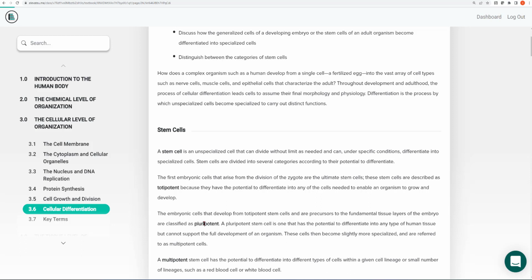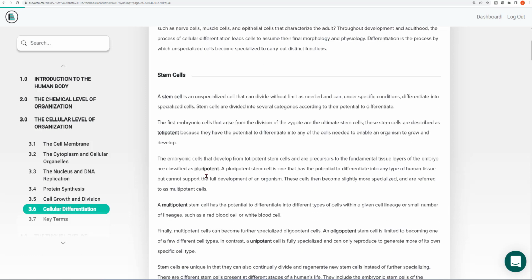Some cells will become the placenta. Some cells will continue to become the baby. And at that point, we say that those totipotent cells have become pluripotent, right? Pluri just means potential into many, many, many, but not all cells, right? Totipotent is all, pluripotent is most. You can think of it as most.